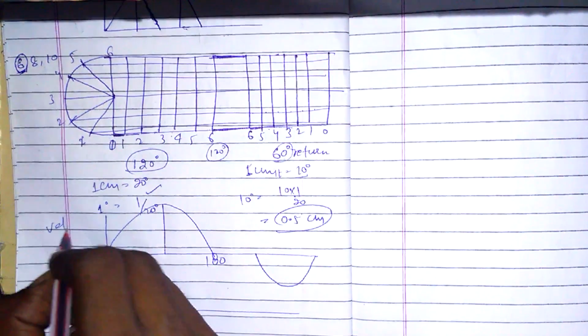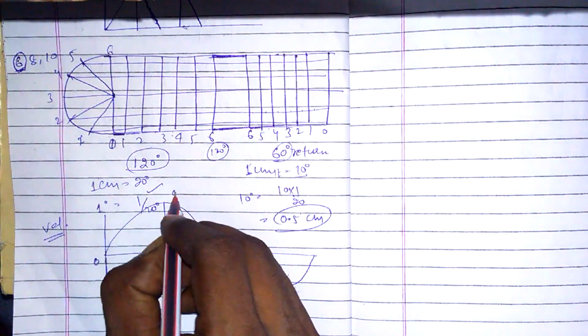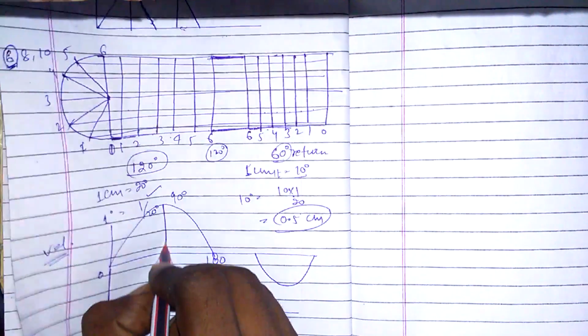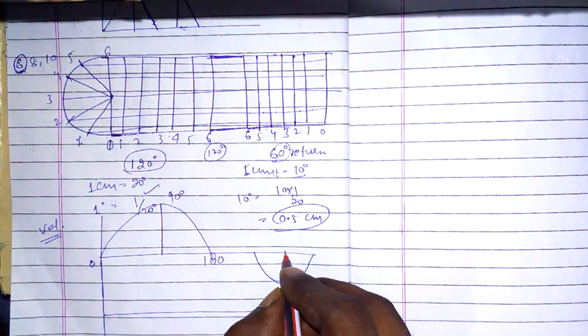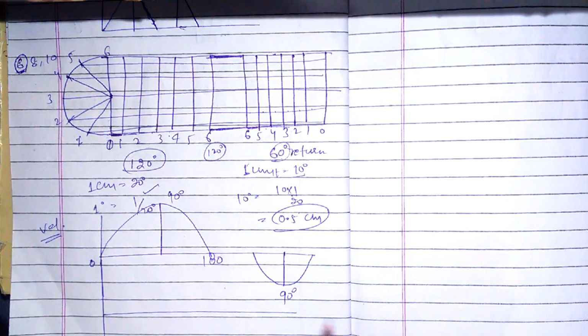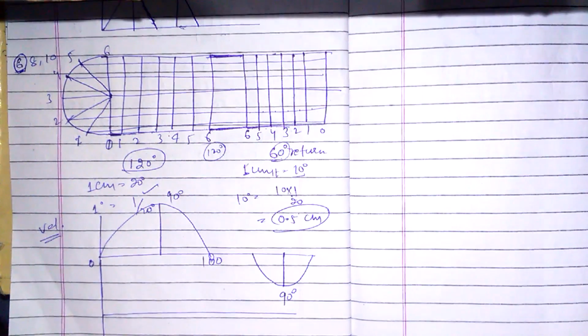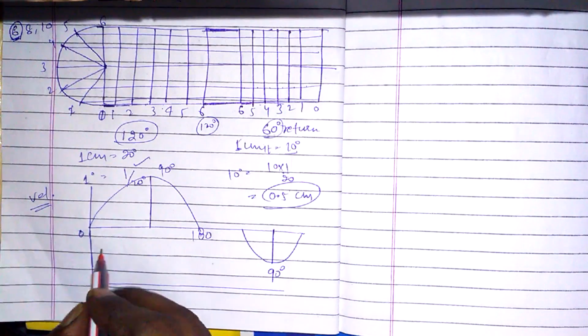So in the velocity diagram, this is velocity diagram. Okay, so this is at the 90 degree. So in sine curve it is maximum at the mid at the 90 degree, and same here in the return stroke it is 90 degree and it is maximum. Now let us draw the acceleration diagram.